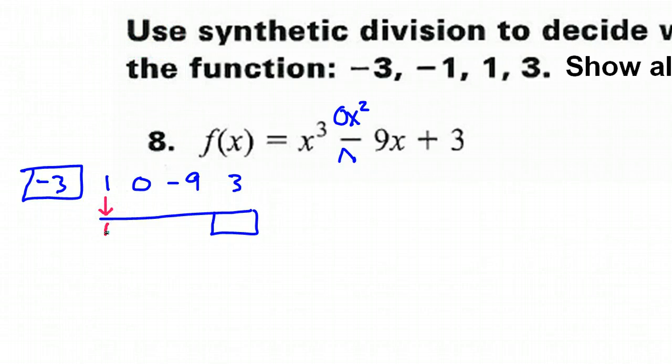So bring that down. That'll be -3, -3, that'll be +9, that'll be 0, that'll be 0, that'll be 3. So if -3 was a 0, then I would have gotten 0. So -3 is not a 0 of this particular one. So I keep going.